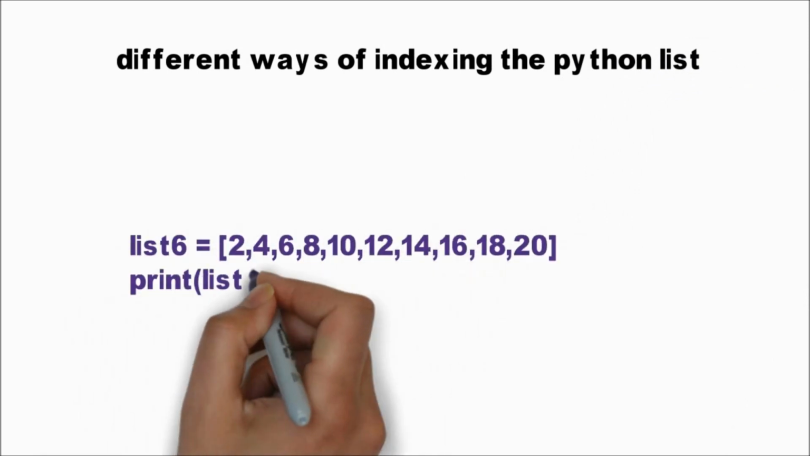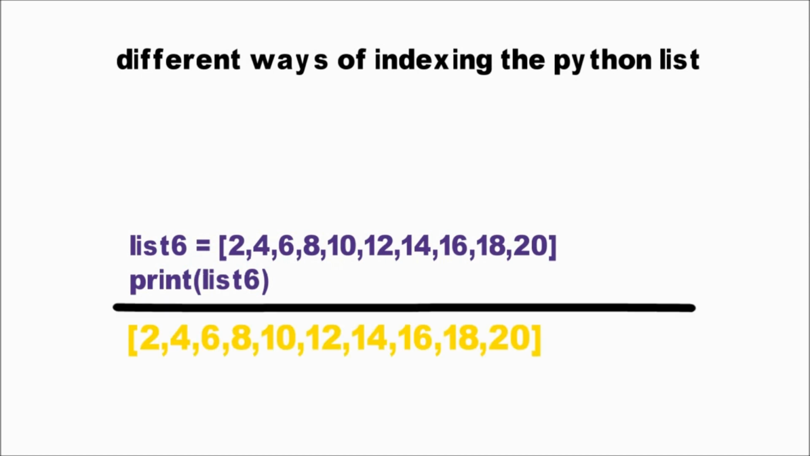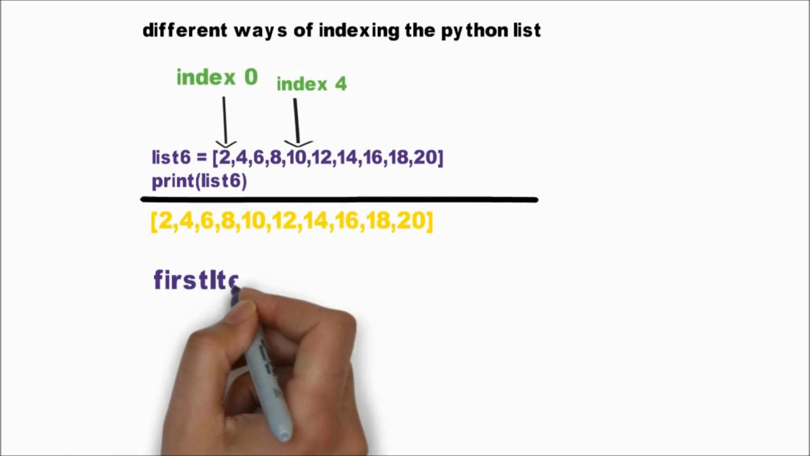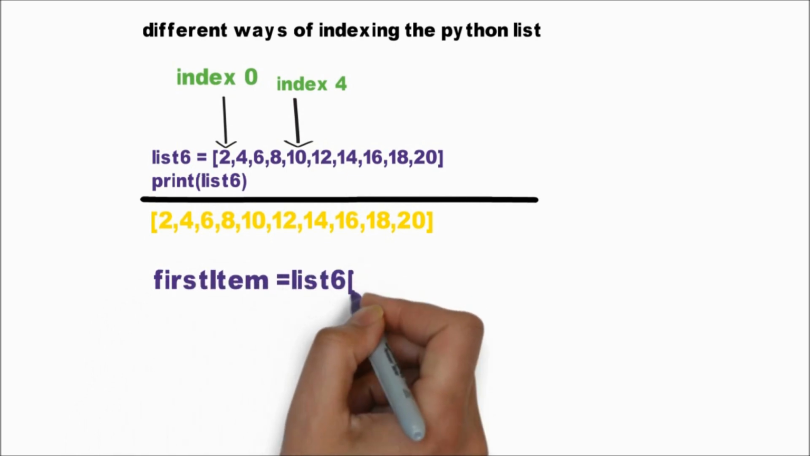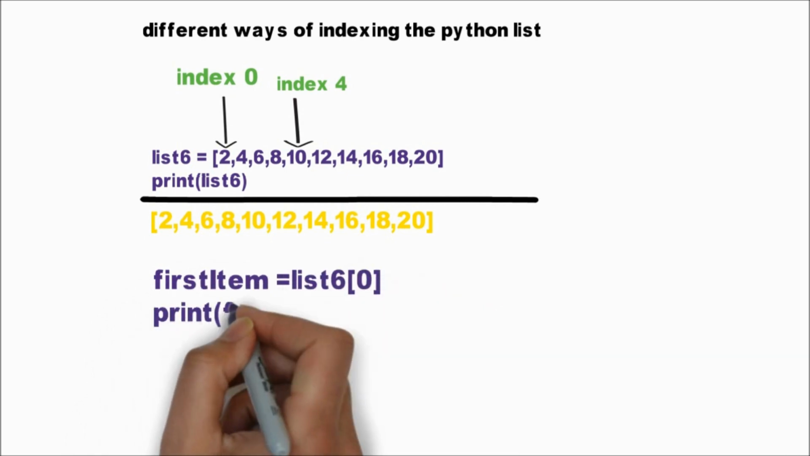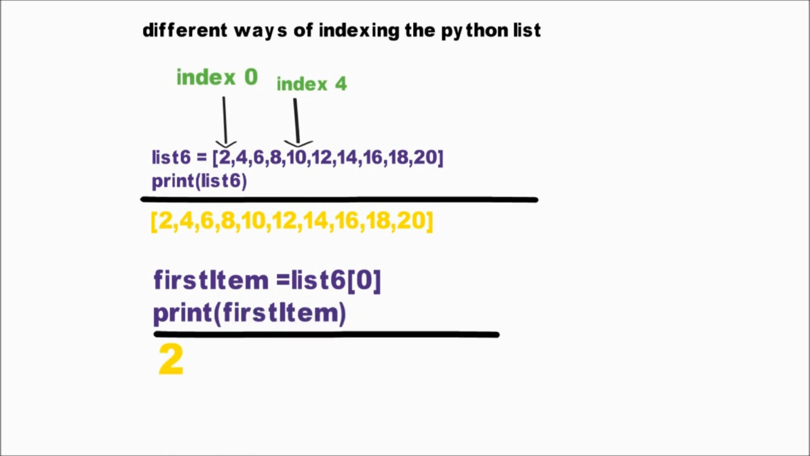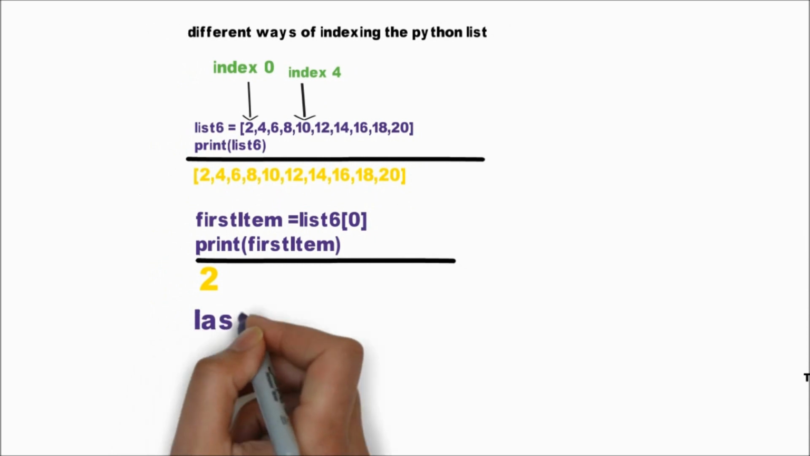The indexing of a list starts from 0. That means if you want the first element, you have to pass the index as 0. For the 5th element, you need to pass the index as 4. So let's try to fetch the first element by passing the index as 0. The index needs to be passed in the square braces. So 2 is our first item.